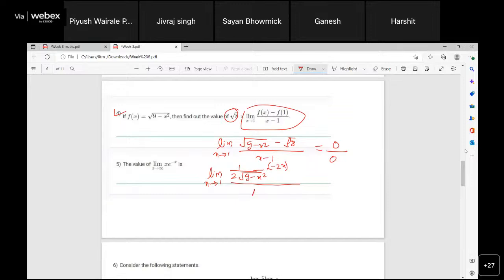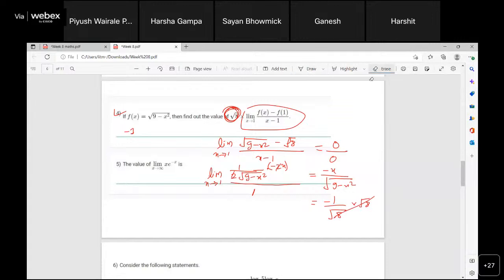Now just put x equals 1 in the limit. These two will get cancelled, so minus x upon root of 9 minus x square. If I put 1, minus 1 by root 8. So we have minus 1 by root 8 as the answer.